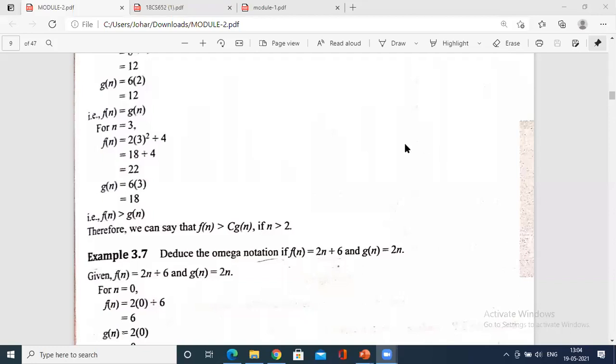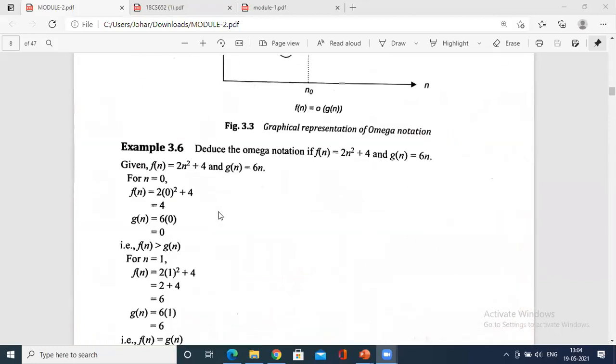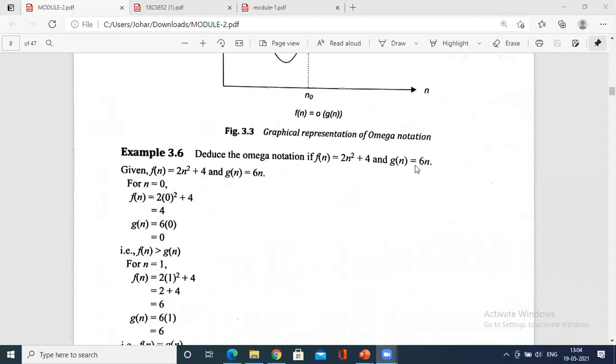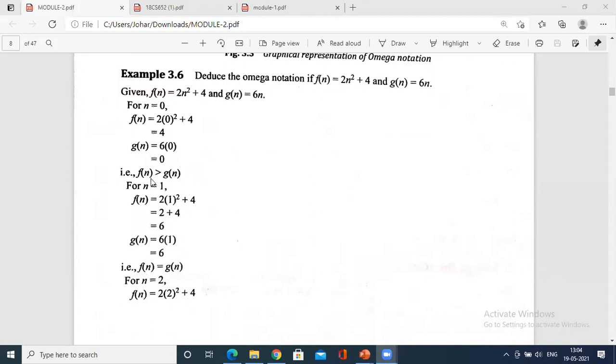Yes, hopefully you have tried to analyze. See, it is very simple. Given f of n and g of n, you need to calculate for individual values of n, starting with n equal to 0. For n equal to 0, f of n was 4 and g of n is 0. So in this case, we say that f of n is greater. Similarly, you analyze the equations for the other values of n.